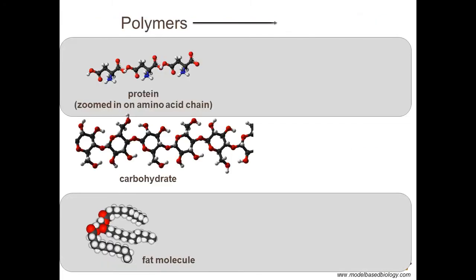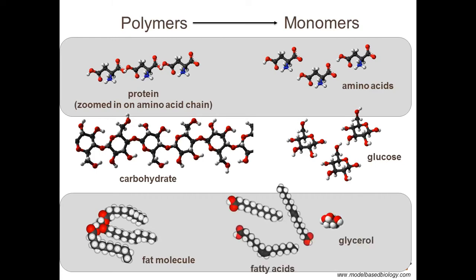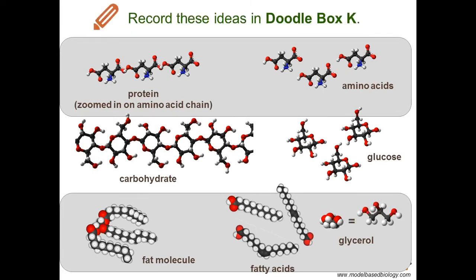So polymers and monomers. Proteins, when you break them down smaller, become these amino acids. You can see how they're linked together. Carbs become glucose. Fat, broken down, has those little finger-like structures come off. The fatty acids are broken down, and then you have just the glycerols. Okay, I want you to record all of these ideas in Doodle Box X. Put me on pause.